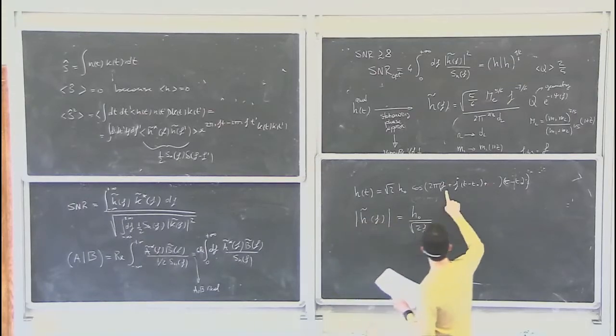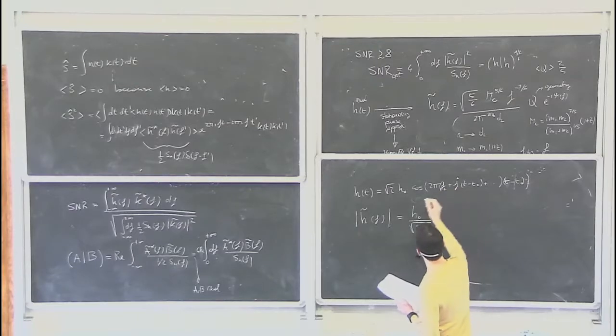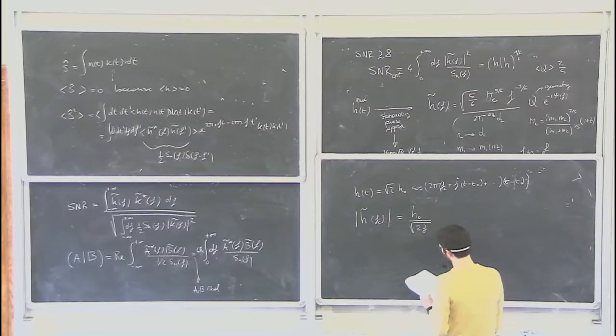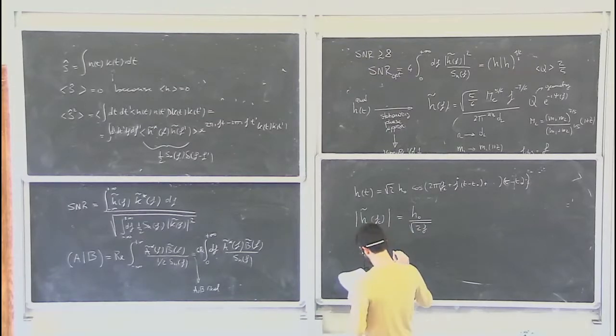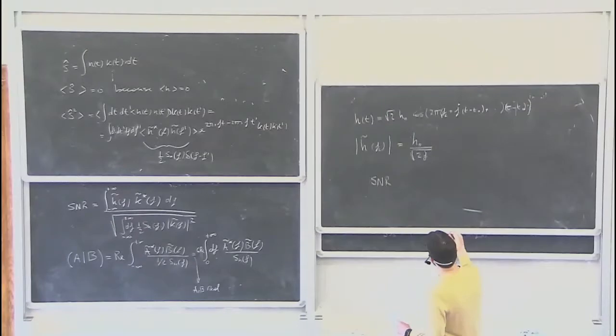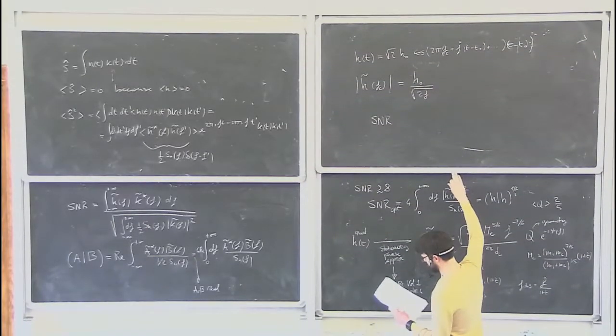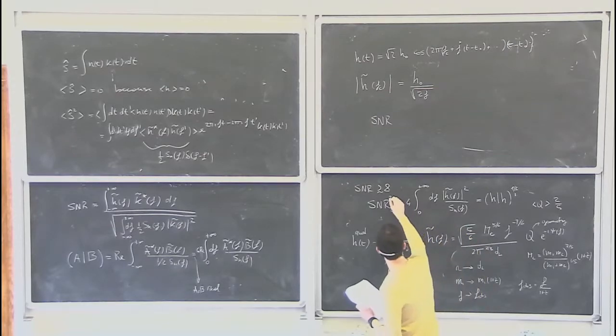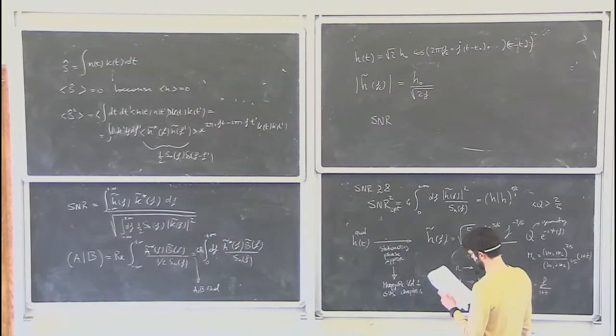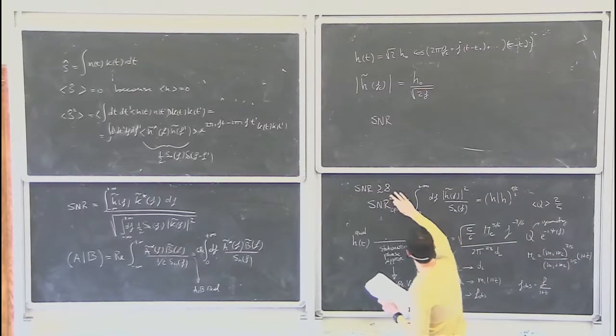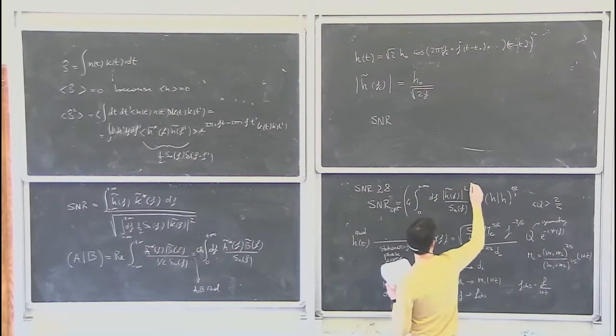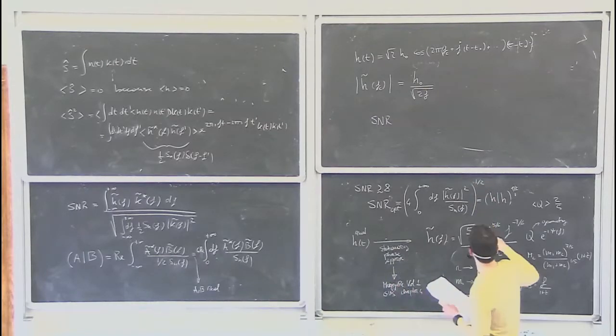This is h of f evaluated at the frequency fc. So in the end of the day, what you find is that the signal-to-noise ratio for a... I'm sorry, I realized now that the expression I wrote here for the signal-to-noise ratio is actually the expression for the signal-to-noise squared, I think. I'm missing a square root here, I'm sorry.